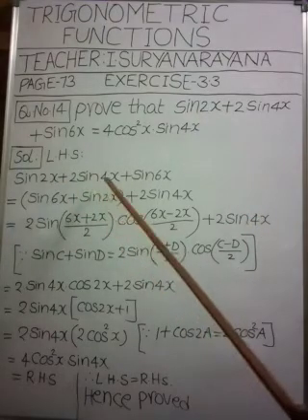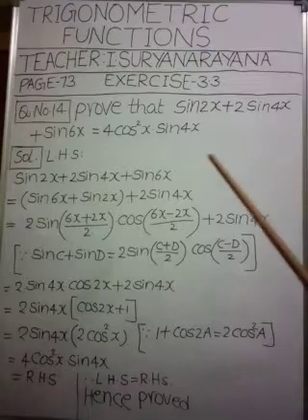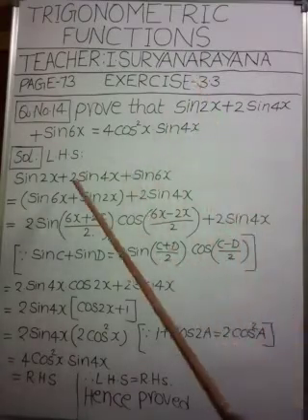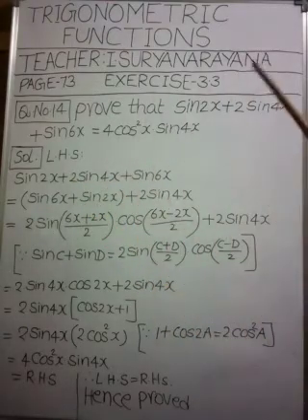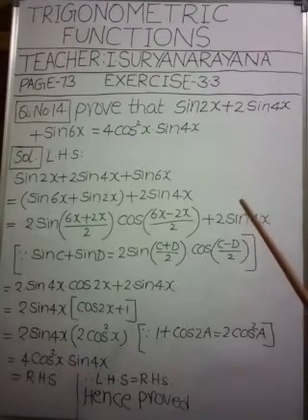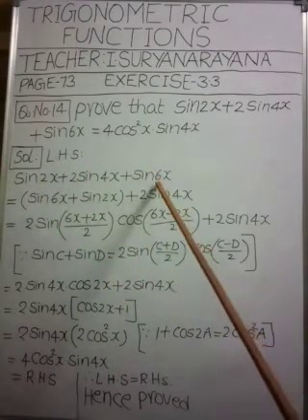Sine 2x plus 2 sine 4x plus sine 6x. If you observe RHS, here sine 4x is there. So we don't disturb this term. Sine 4x term, we should not touch that one. We should not disturb that term. We simplify the remaining terms. So what are the remaining terms? Sine 2x and sine 6x.